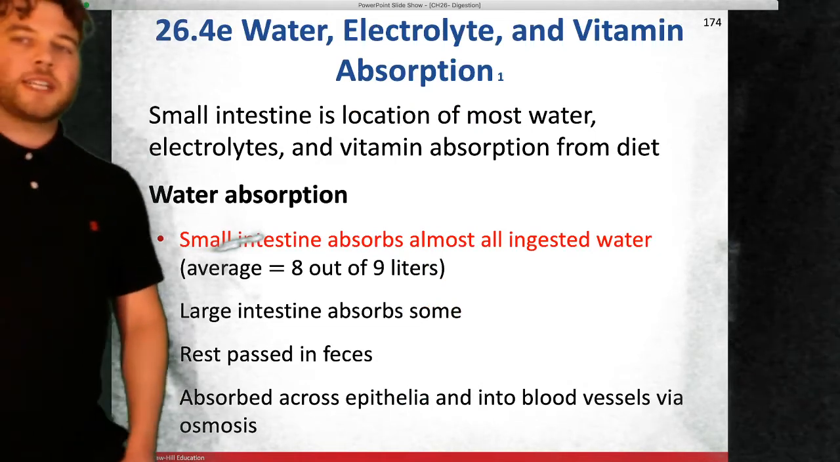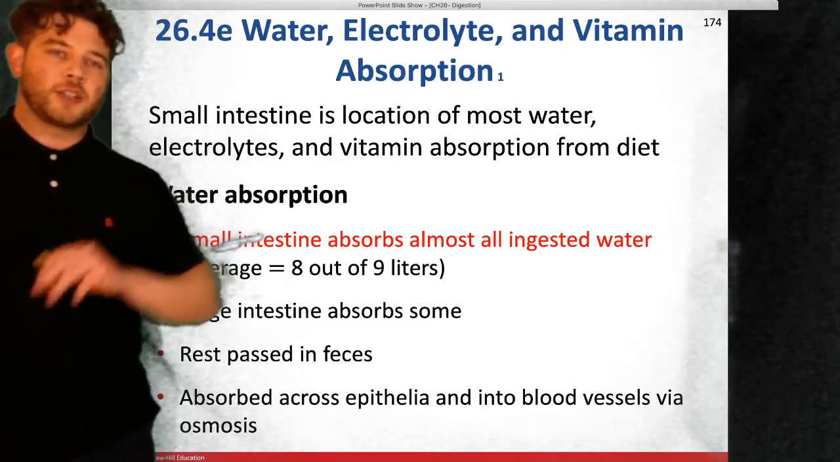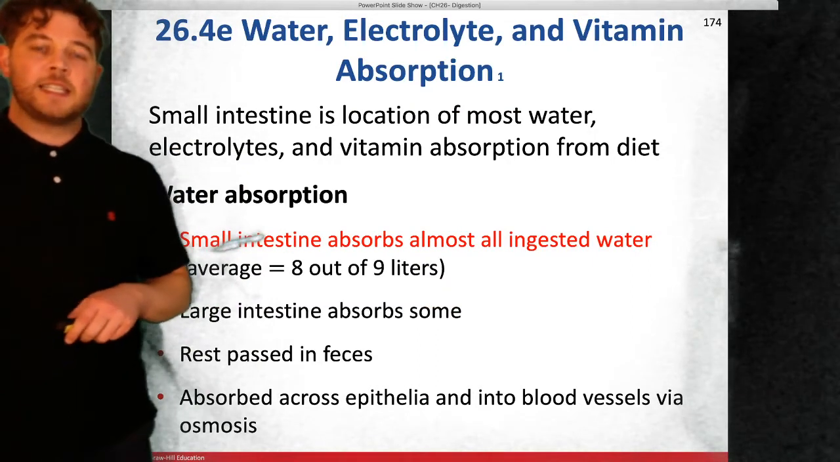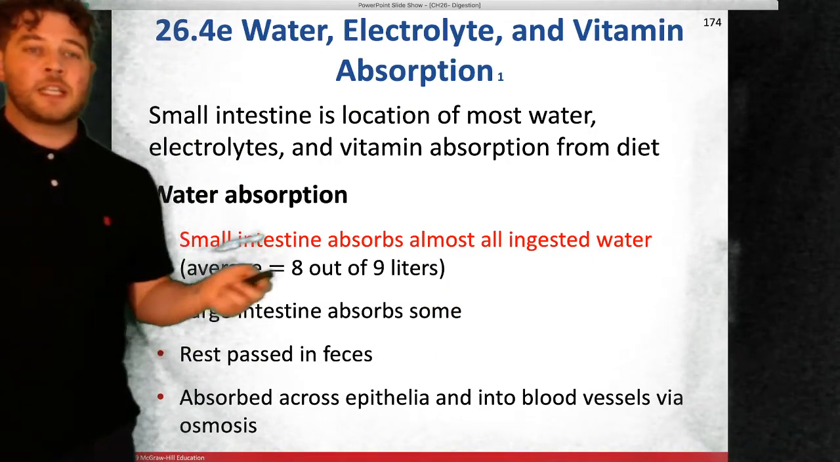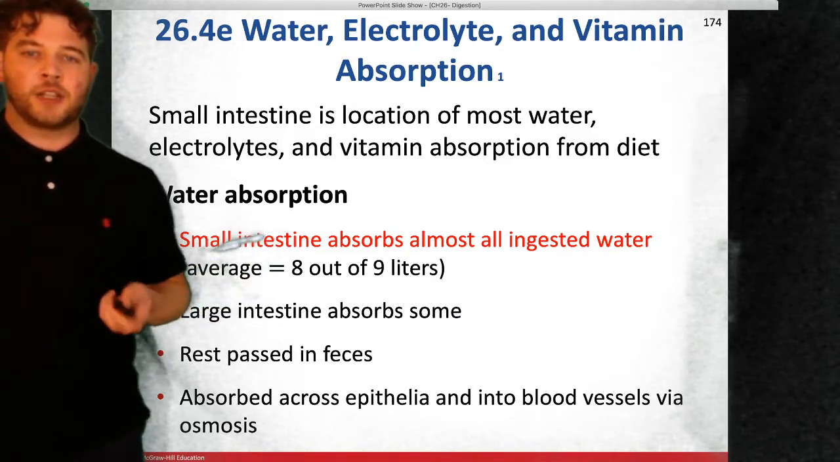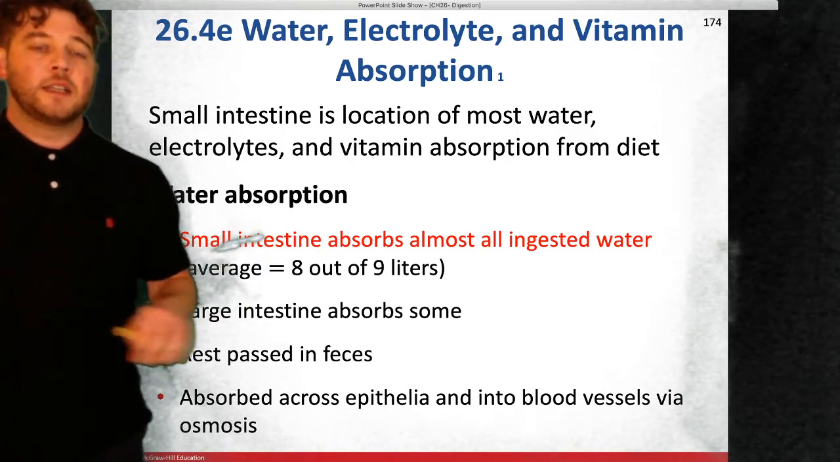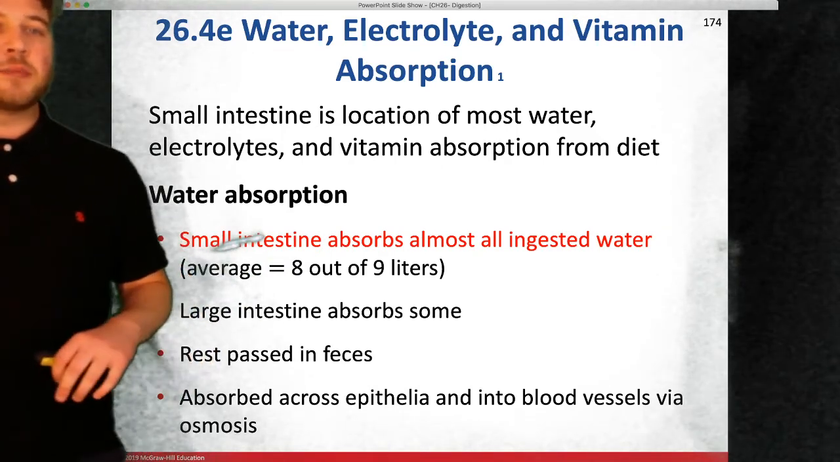Right, water, electrolyte, and vitamin absorption. The small intestine is the location of most water, electrolyte, and vitamin absorption from the diet. The small intestine absorbs almost all ingested water, about 8 out of 9 liters. The large intestine absorbs some, and the rest gets passed in feces. Absorption occurs across the epithelia into blood vessels.